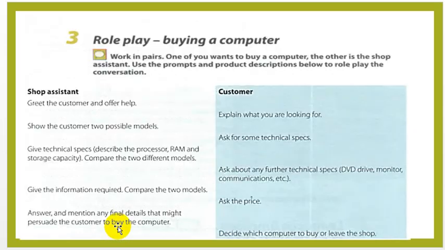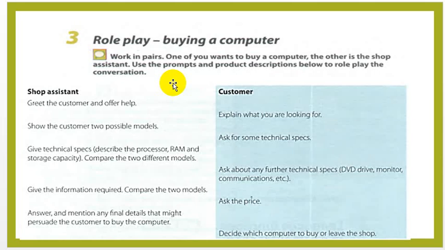And role play, buying a computer, work in pair. You are alone at home, and you can do it by yourself. For example, here this task has done in pairs, but you can do it by yourself as well. One of you wants to buy a computer, the other is shop assistant. You can contact your friend and ask, hey, let's learn English. You be the shop assistant, and I want to be the customer.